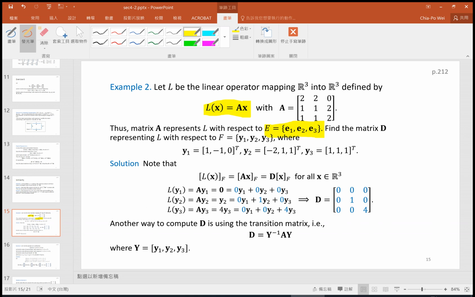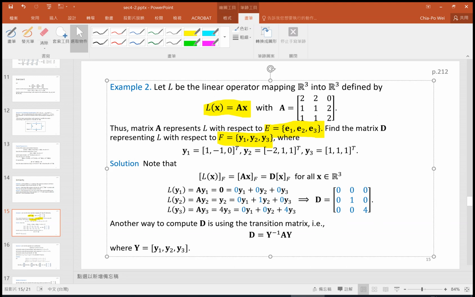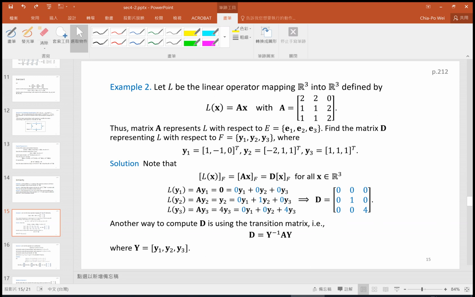And our goal is to find the matrix representation D of linear transformation L with respect to basis F, where y1, y2, and y3 are given vectors. y1, y2, and y3 form a basis in R3. There are two methods to compute matrix D. The first method is to use the matrix representation theorem.